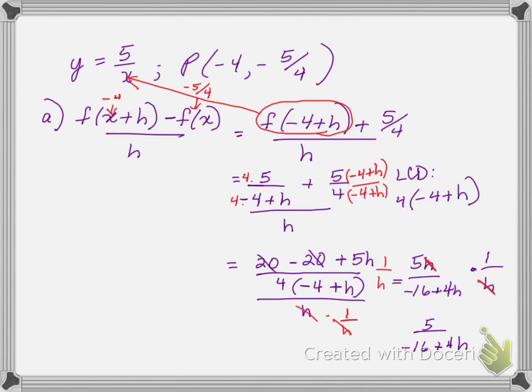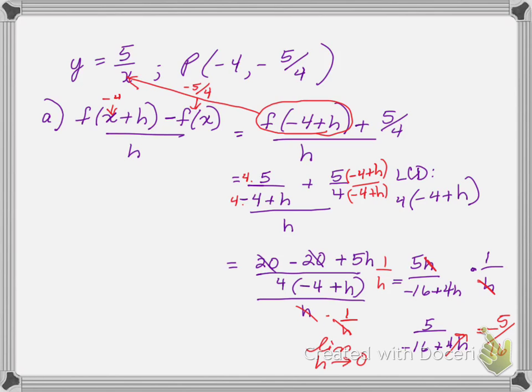Okay, and to find the slope, remember we have to take the limit as h approaches 0. So the limit as h approaches 0 would be just -5/16. Okay, so that's the answer to part A, which is the slope of the tangent line.